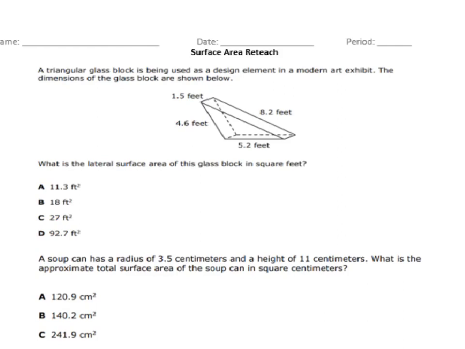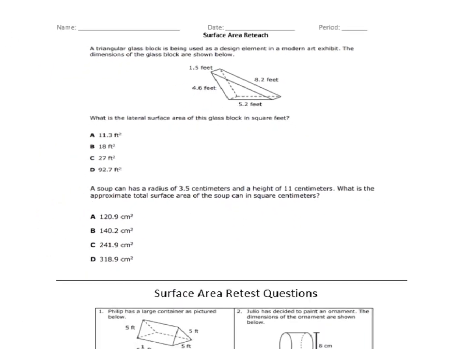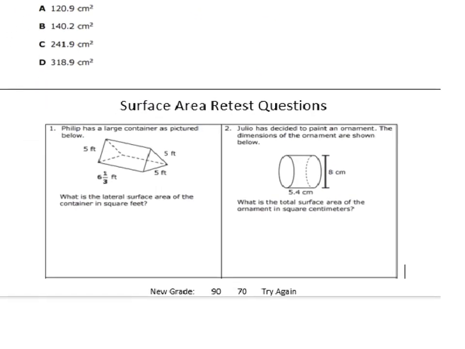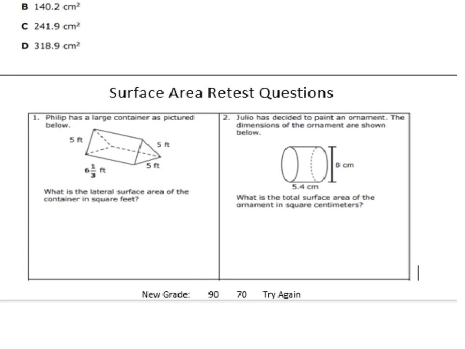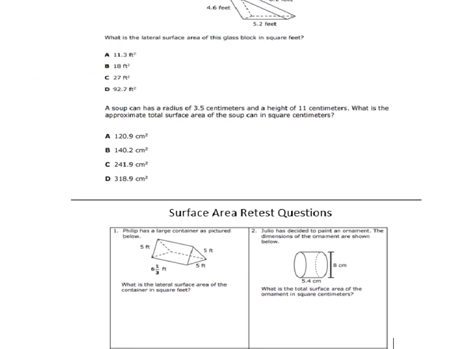Okay, so we are about to start our surface area reteach, and we're going to do 2 questions together, and then you're going to do 2 on your own in order for you to get a new grade. A 90 if you get them both right, 70 if you get just one. If you miss both of them, then you're going to have to try again.